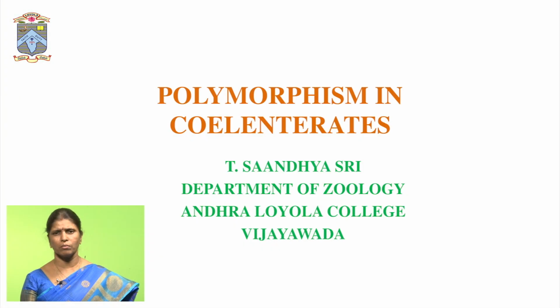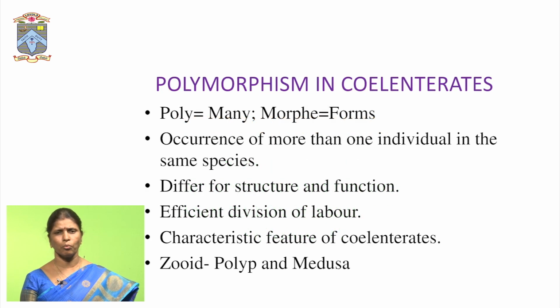Dear students, in this video we are going to learn about one of the most important and beautiful phenomena in the animal kingdom, that is polymorphism in Coelenterates. Coelenterates are aquatic organisms, and in these animals we observe an important phenomenon, that is polymorphism. Literally, poly means many, and morph means forms.